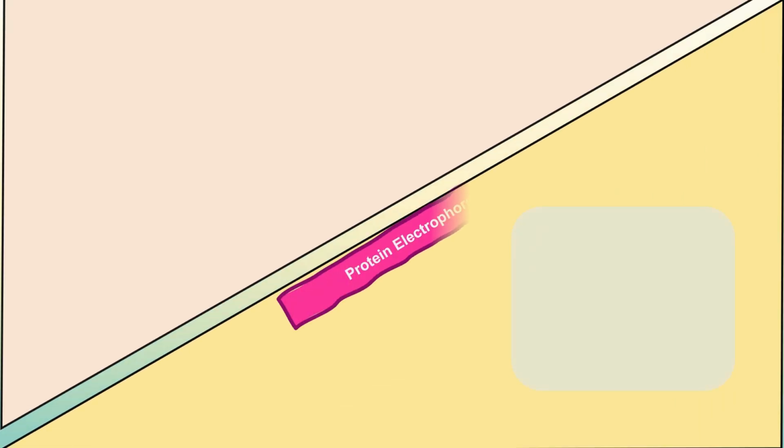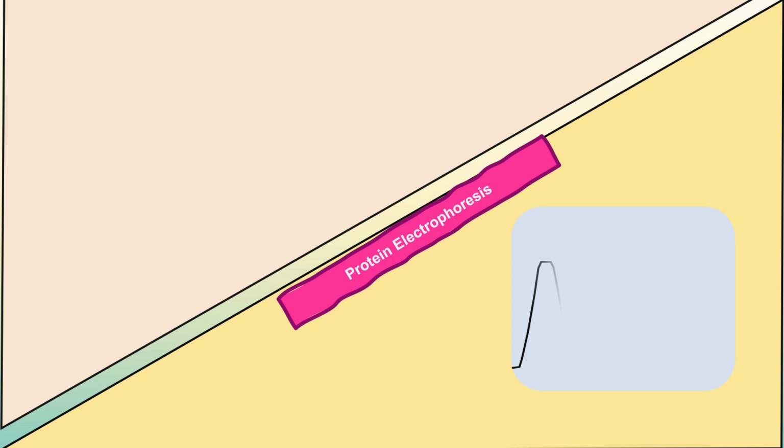In this session, we will talk about the protein electrophoresis and different types of immunoglobulins with their structure. Firstly, we will talk about the protein electrophoresis. Let me explain it to you.